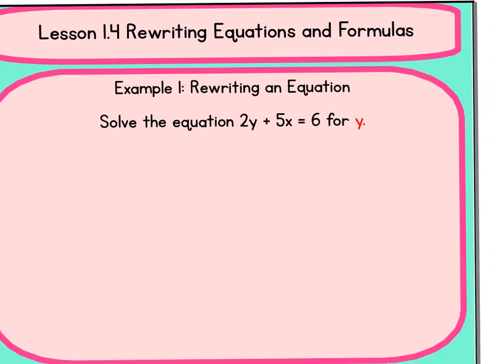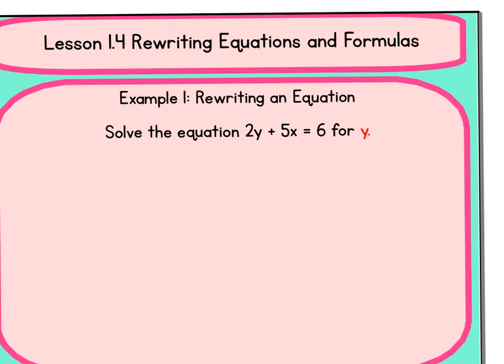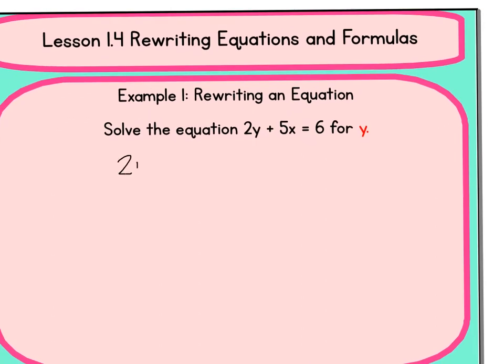So now we're going to get to the lesson portion where we are rearranging formulas for whatever variable they tell us. So in this case, we want to solve for y. So we have 2y plus 5x equaling 6. Our goal is to get the y by itself. So right here is what we have to solve for.